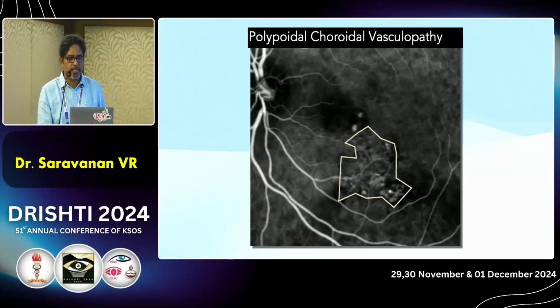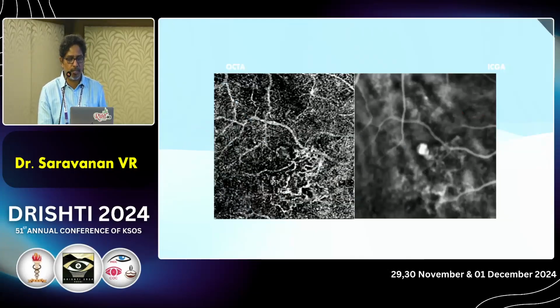Here you can see the presence of the small white dots, that's the polyps, and the underlying branching vascular pattern, which is easily visible here. But a lot of times OCTA will miss the polyps. It will only pick up the BVN, the branching vascular network. Currently, you can see this is a comparison of an OCT of a polypoidal choroidal vasculopathy.